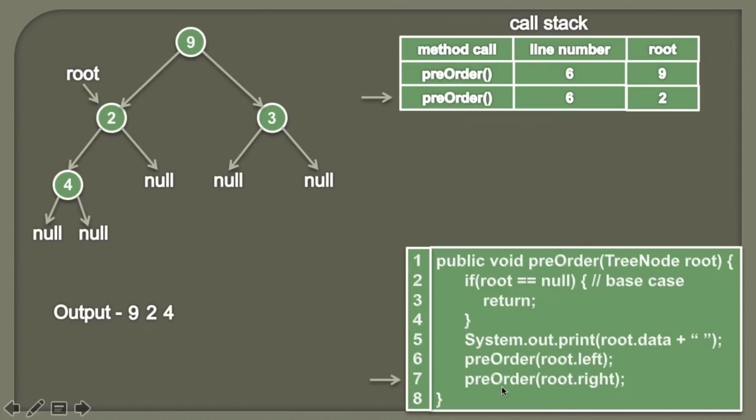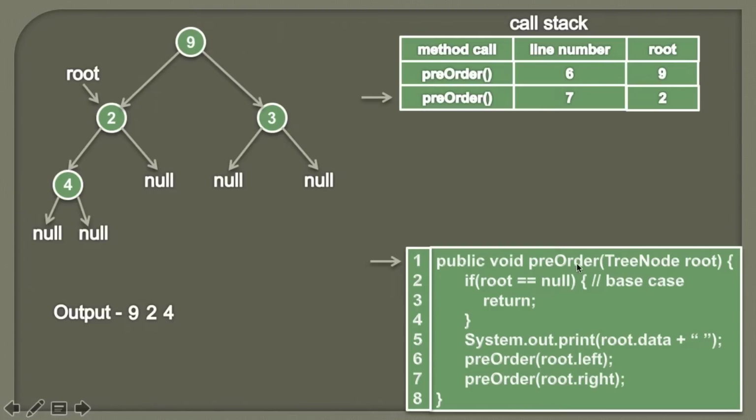So we are again calling this preorder, passing the value of roots right. Here roots right is null. So we again call this preorder method and pass the null value to it. As we are leaving this preorder method and calling the new preorder method, we'll keep track of the line number. It signifies that we are leaving this preorder from line number 7.